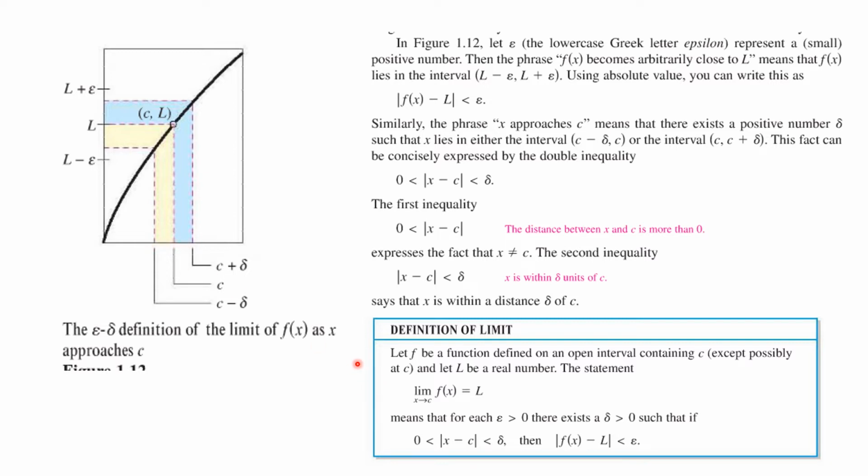So the definition we have is: let f of x be a function defined on an open interval containing c, except possibly at c. We don't care what happens at c. And let L be a real number. If we say the limit as x tends to c of f of x equals L, that means that for each epsilon greater than 0, there exists a delta greater than 0, such that if 0 is less than the absolute value of x minus c less than delta, then the absolute value of f of x minus L is less than epsilon. That is the epsilon delta definition.